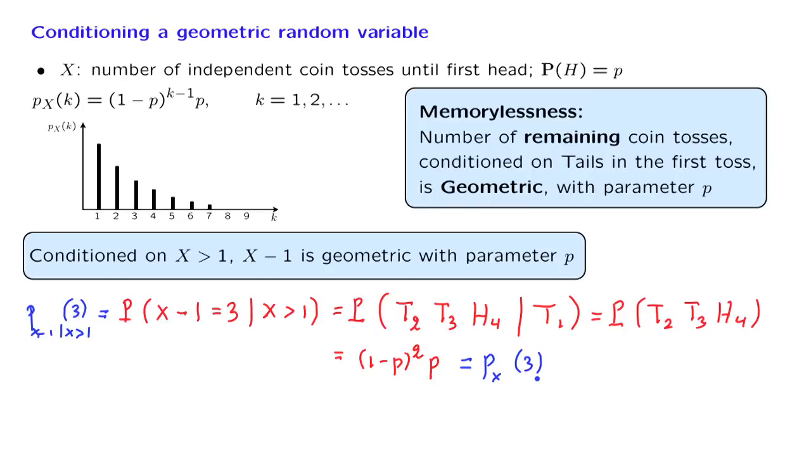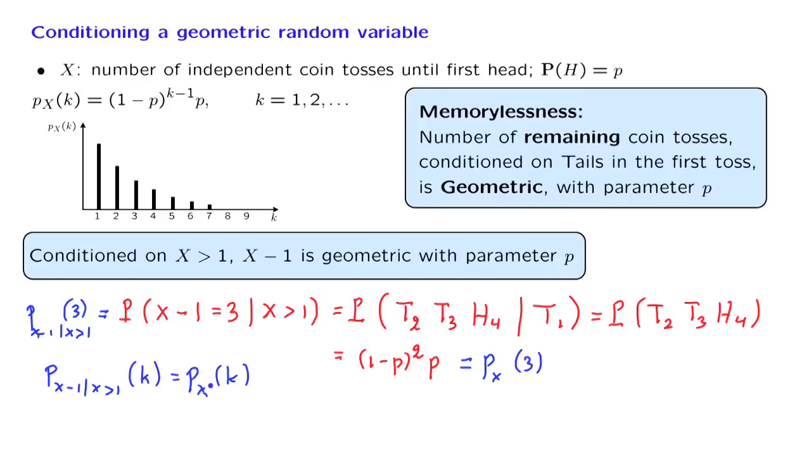Now, there is nothing special about the number 3. You can generalize this argument and establish that the conditional probability of x minus 1, given that x is strictly larger than 1 for any particular k, is the same as the corresponding probability for the random variable x, which is the one given by the geometric PMF.